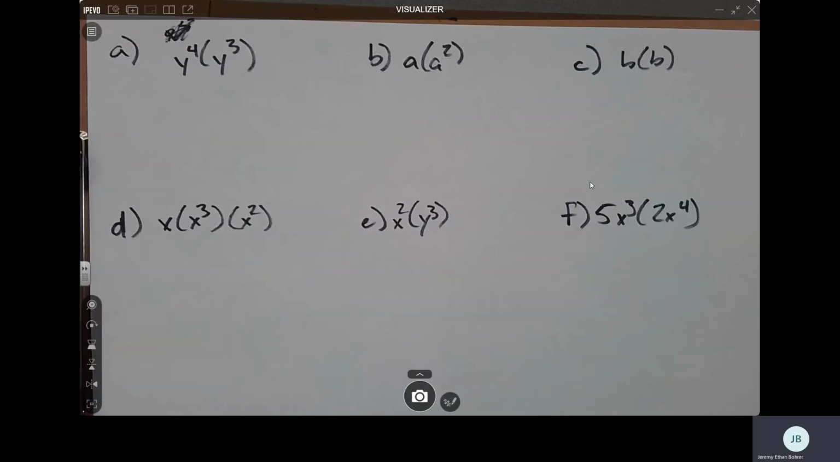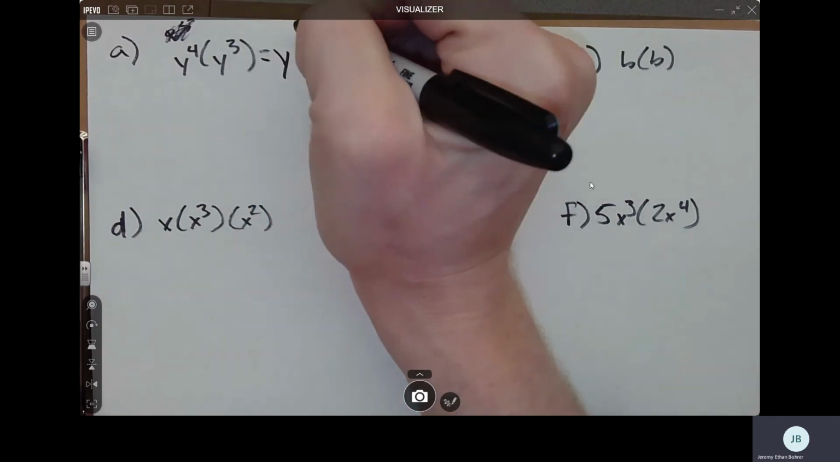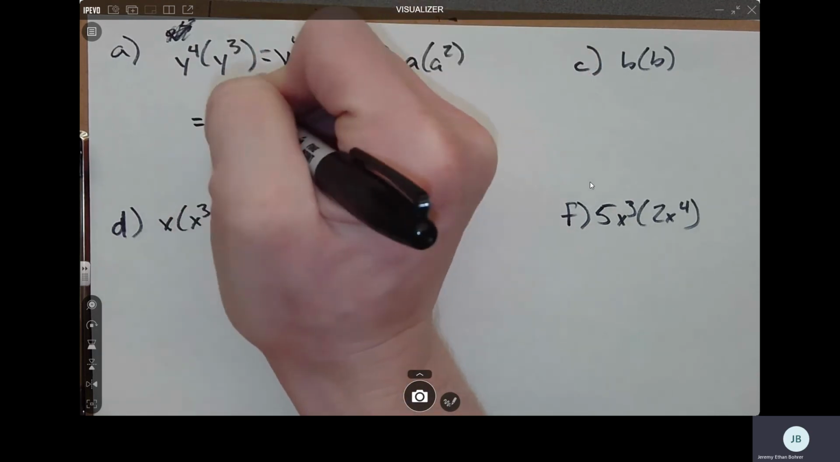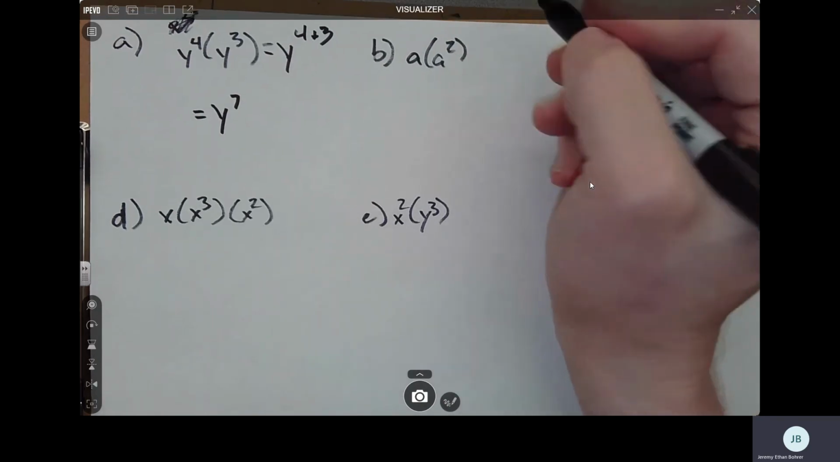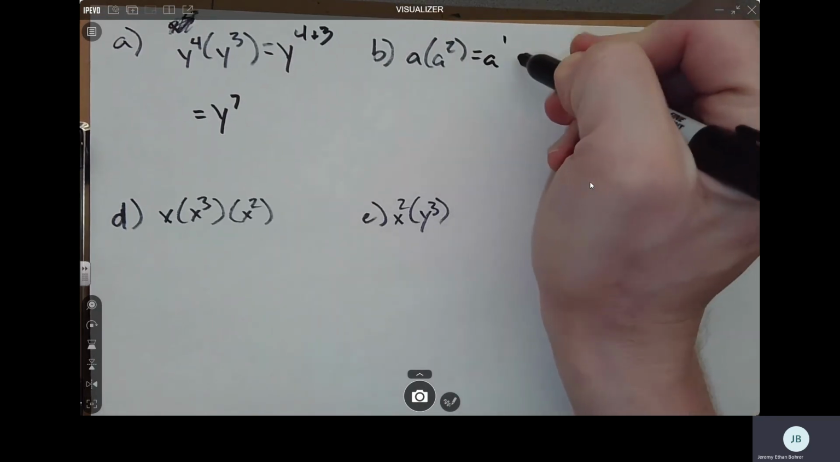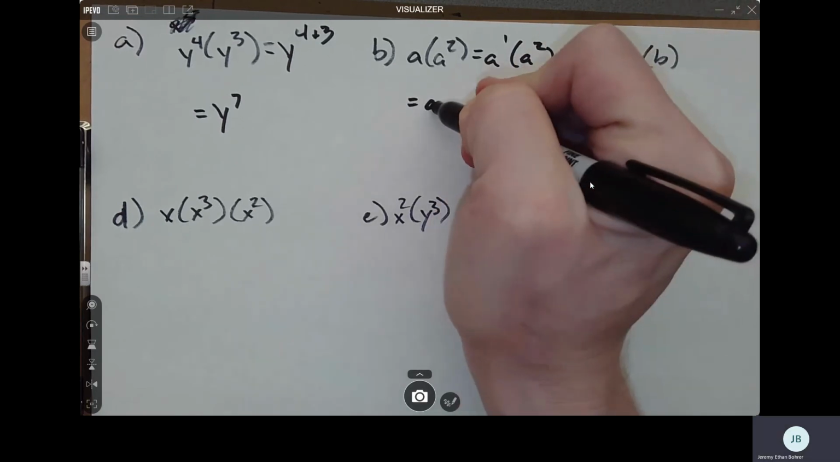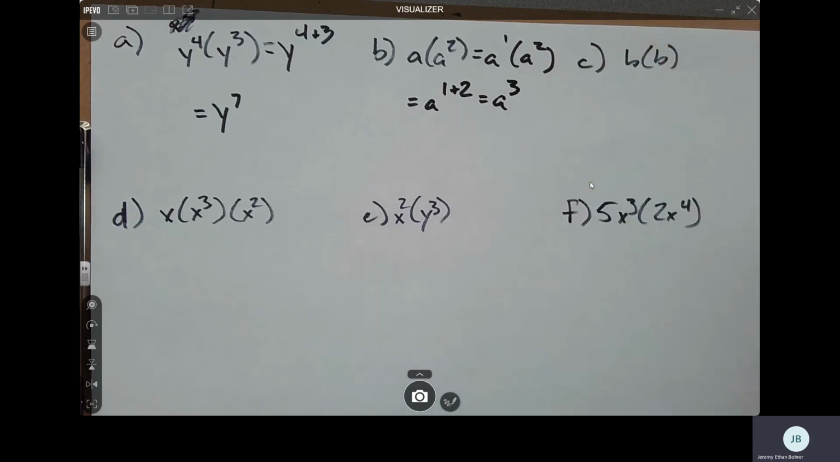First, we want to multiply y to the fourth by y cubed, and that's just going to be a matter of adding those exponents. So that's y to the 4 plus 3, which is y to the 7th power. Next, we've got a times a squared. Well, remember, that's a to the first times a squared. So that's a to the 1 plus 2, which is a cubed.